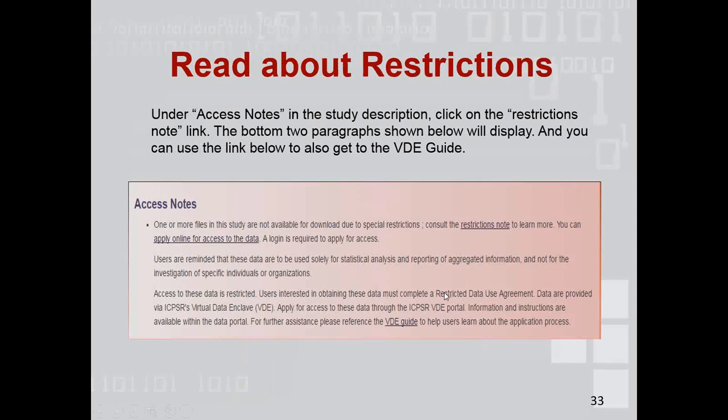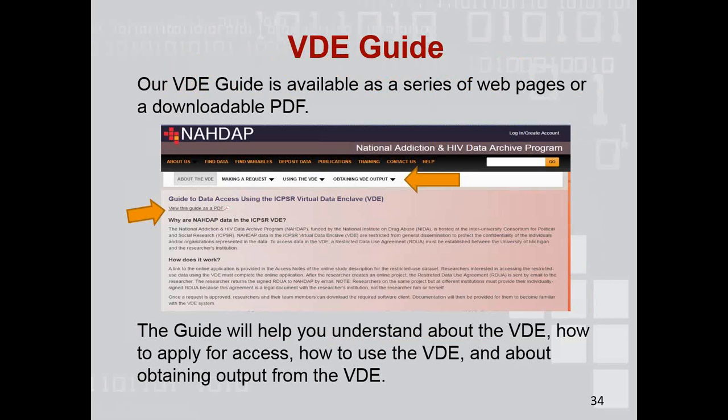After you have read the available documentation, we invite you to look at the access notes, which are listed right above the documentation. If you click on the link for the restrictions note, it will expand and bring up the bottom 2 paragraphs. There is a link in that bottom paragraph for a VDE guide, which will take you to this page.